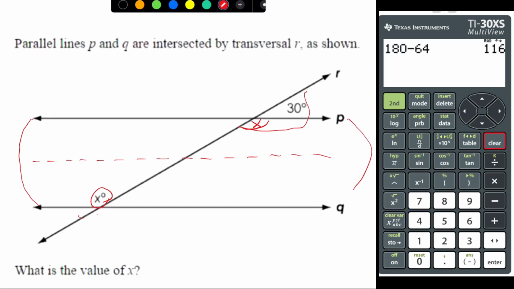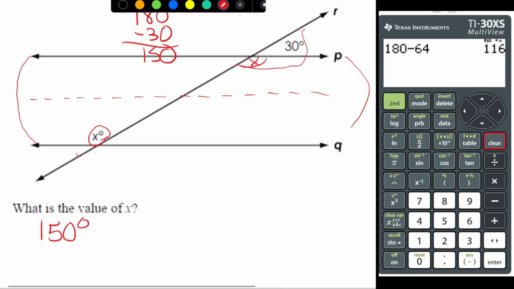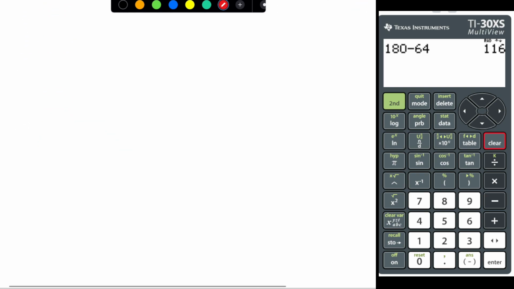And now this is a straight angle, which means it adds up to 180 degrees. So the value of x is 180 minus 30, which is 150. So the value of x is 150. And you're done.